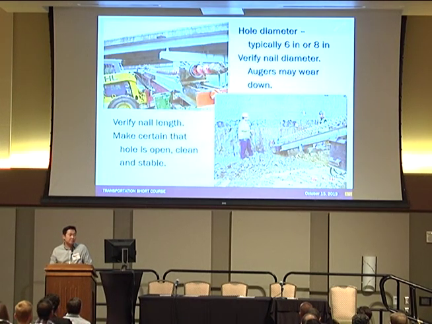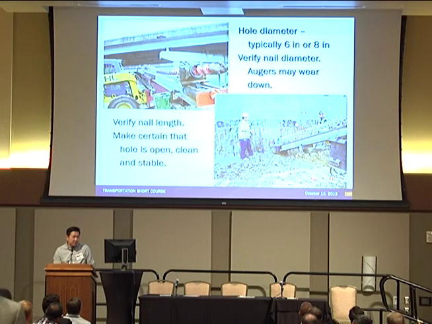And also hole diameter. Typically we use a 6-inch or 8-inch hole diameter, so overbreak may wear down. So make sure that the hole the contractor installs is the size called out in the construction plan. Also verify the nail length and make sure that the hole is stable, secured, open, clean and stable.